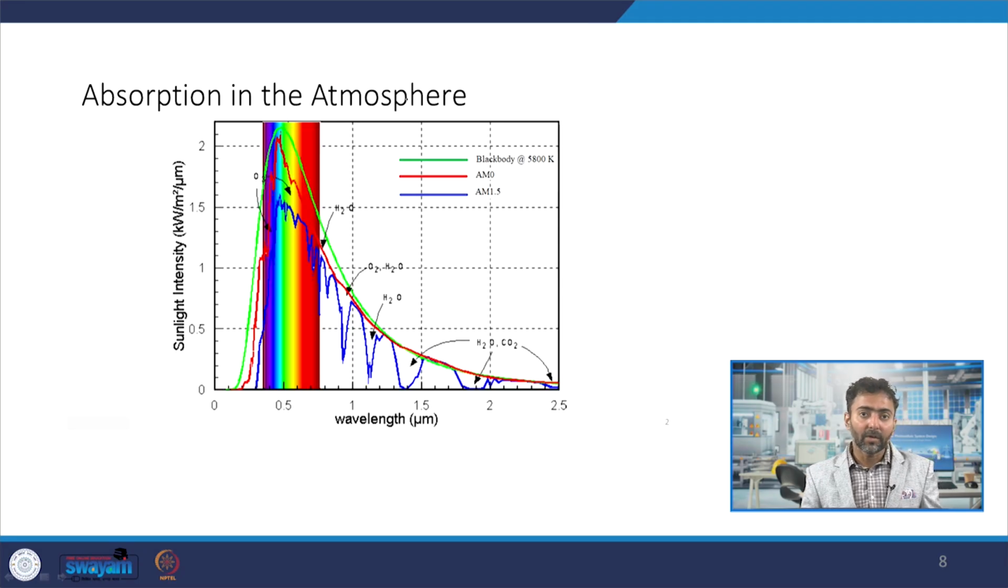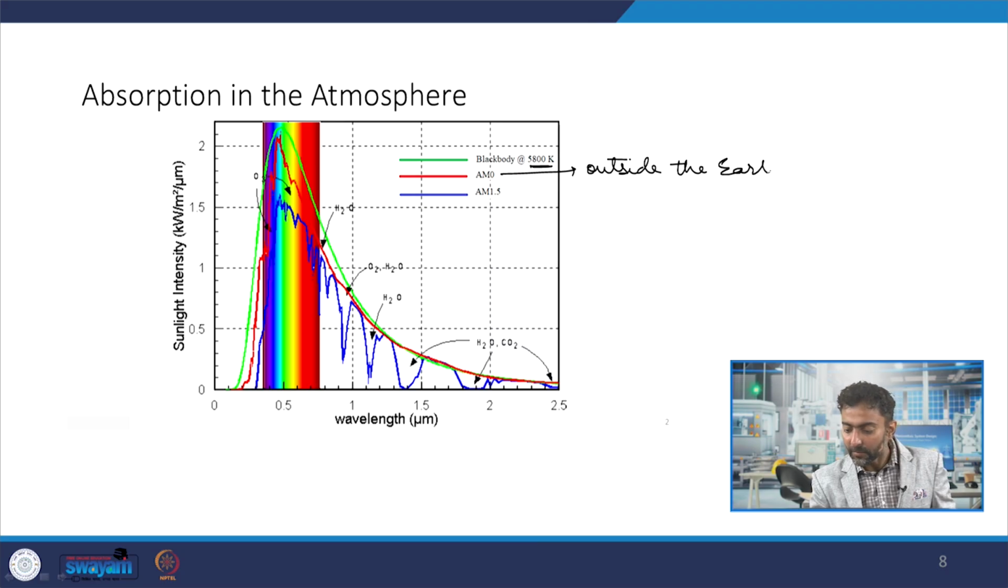Before we end today's lecture, one last concept we should look at is this very interesting comparison. In this figure, if you see, there are 3 curves. The green one is the ideal black body radiation at 5800 Kelvin, the same temperature which we considered for the photosphere of the sun. The red one is AM0 or air mass 0. This is just outside the Earth's atmosphere.